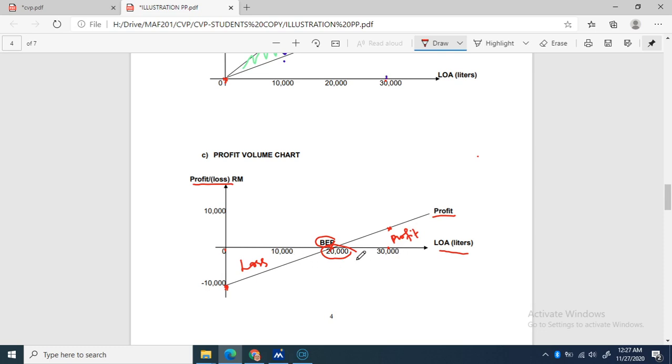We draw this graph in order to record the profit or loss at each level of sales. That means at any point, you can straight away get how much profit or loss you have. If you sell 30,000, you get a profit of 5,000 here. If you produce 10,000, the loss will be here, negative 5,000, that means 5,000 loss. So this is the profit volume chart.